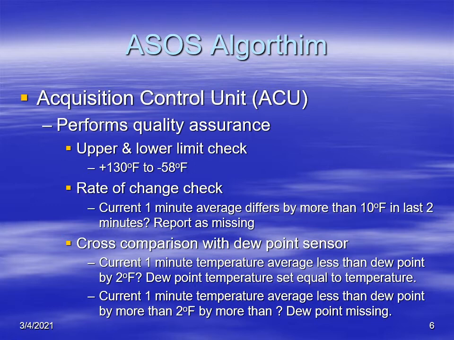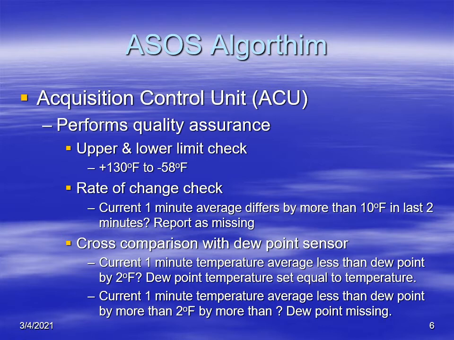Another check it does is the rate of change check. That is checking to make sure that the temperature isn't going out of range quickly. What it does, it looks at the current 1 minute average, and if it differs by more than 10 degrees Fahrenheit in the last 2 minutes, then it'll report the temperature is missing.